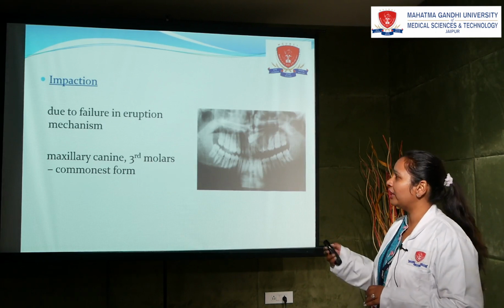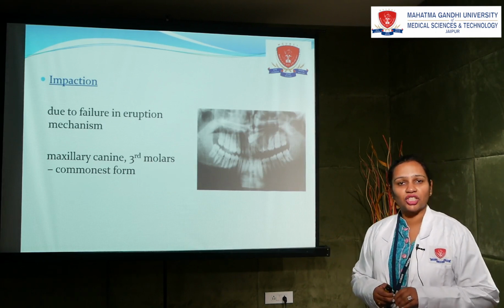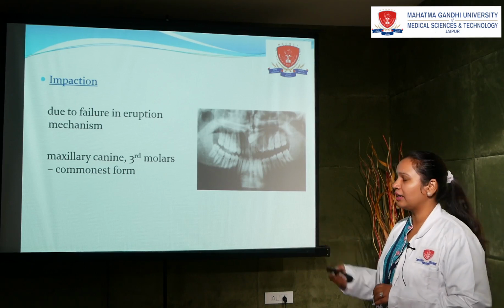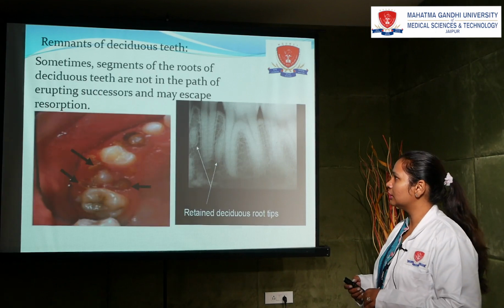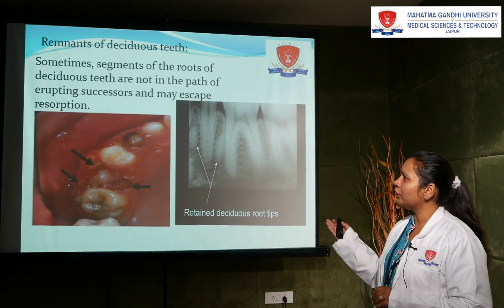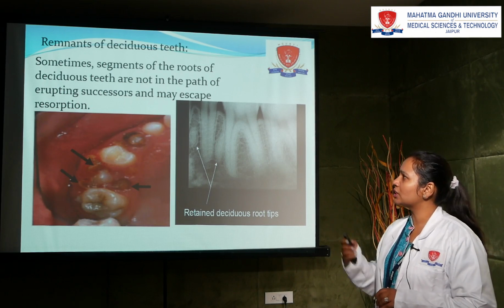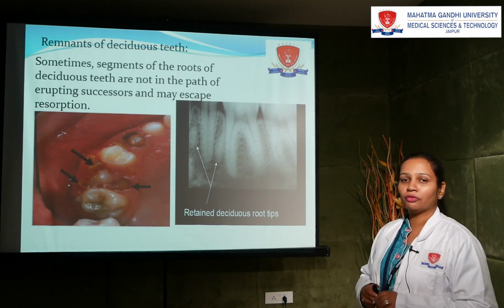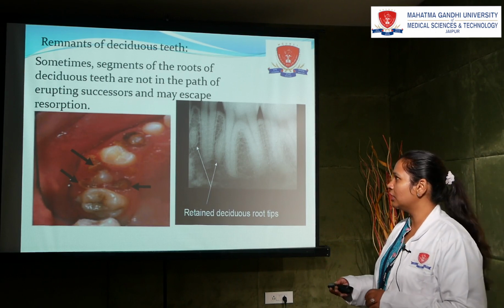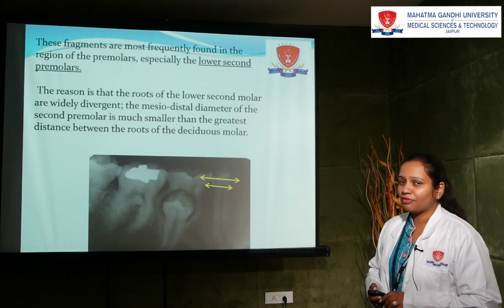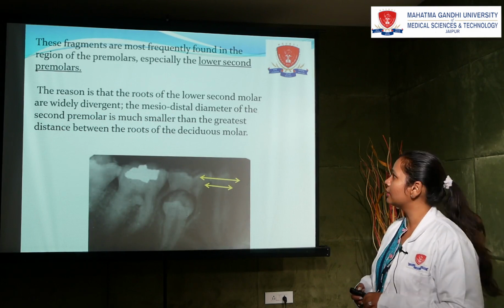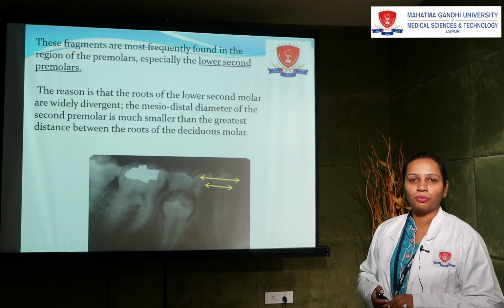Impaction. Due to failure in the eruption mechanism, impaction occurs. Most commonly, impaction can be seen in maxillary canines and third molars. Remnants of deciduous teeth. Sometimes segments of the roots of deciduous teeth are not in the path of erupting successors and may escape resorption. These fragments are most frequently found in the region of premolars, especially in the lower second premolars.